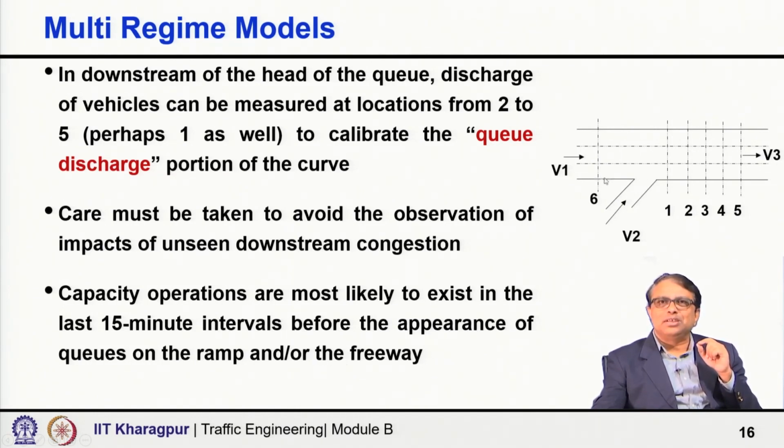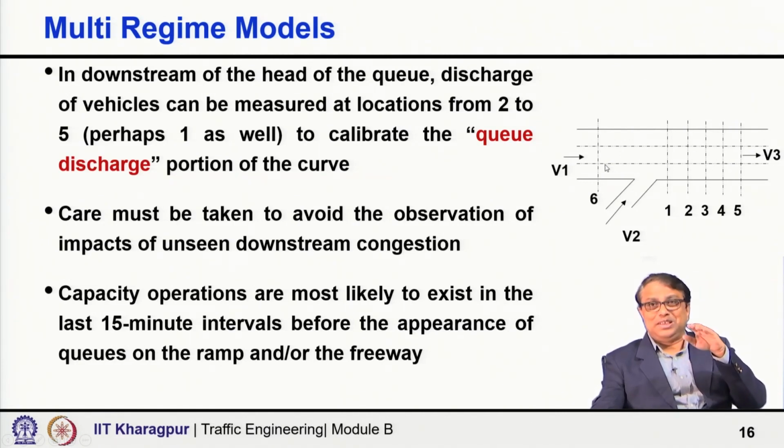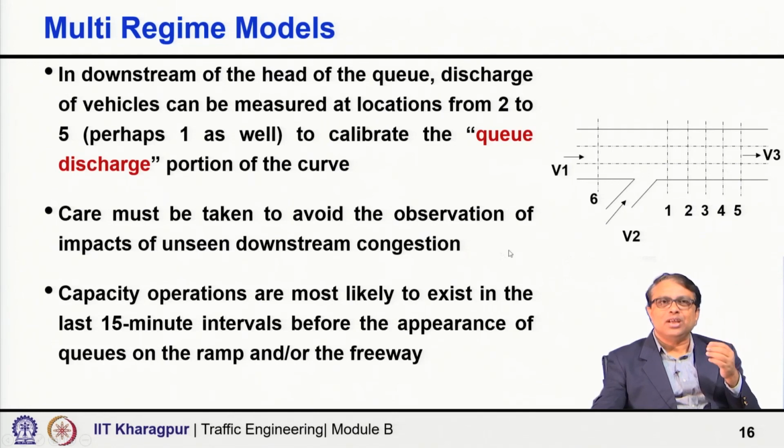Before the Q formation really starts, it is increasing, and at some point the capacity is becoming inadequate. So, the Q is forming either on ramp or on freeway or on both. So, what we are saying, capacity operations are most likely to exist in the last 15-minute intervals before the appearance of Qs on the ramp and or the freeway.